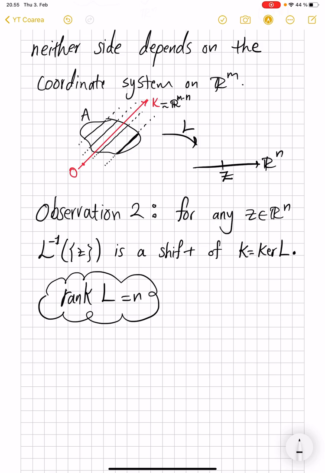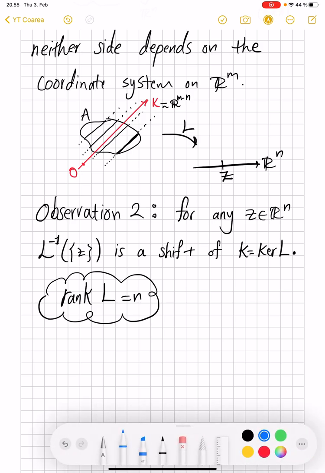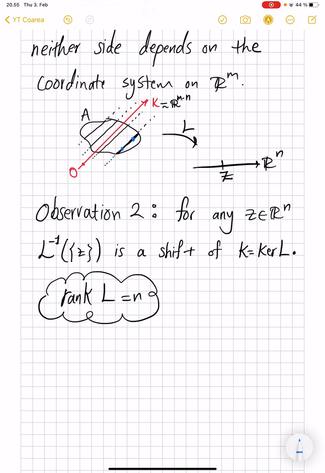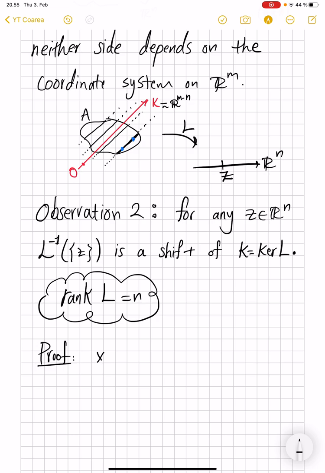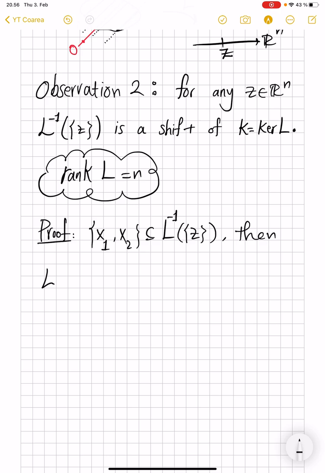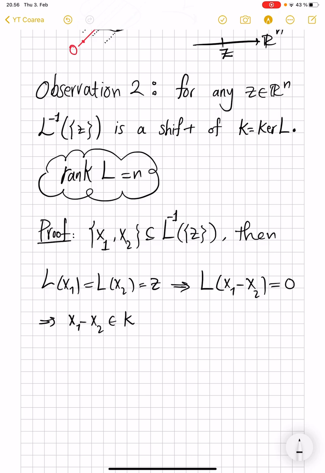Okay, and now this observation 2, where does that come from? This is the proof of observation 2. Suppose x1 and x2 both belong to the same preimage above z. Then, so f is L, L of x1 equals L of x2 equals z. From this, because L is linear, so we're of course using the full strength of linearity, L of x1 minus x2 is 0, and that means x1 minus x2 belongs to the kernel of L.